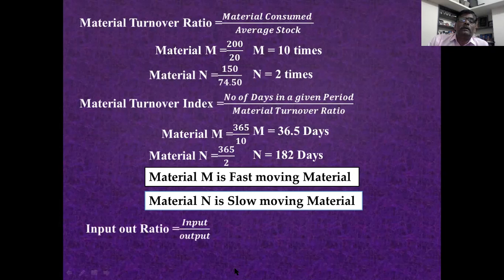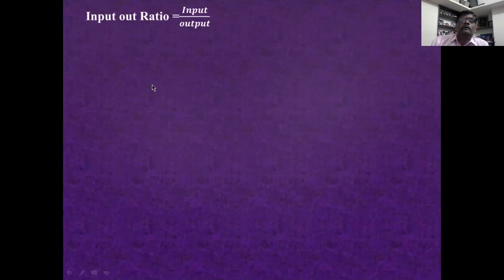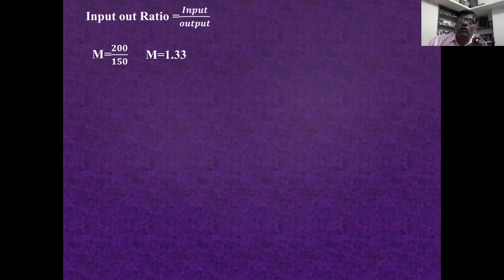And then come to the next point, input output ratio. Input output ratio means whatever we put in, that is the raw material, whatever we take out, output means finished product. Ratio between these two. You see here, output to input ratio for material M is 200 divided by 150. If you give 200 kg of material M, you will get 150. That means for every 1.33 kg of raw material, you will get 1 unit.